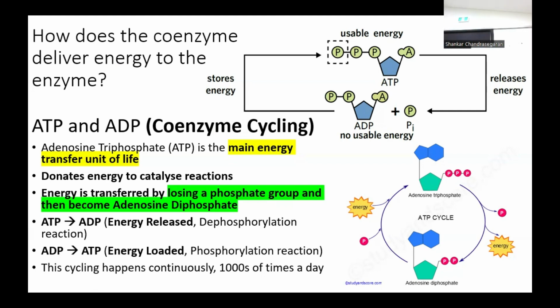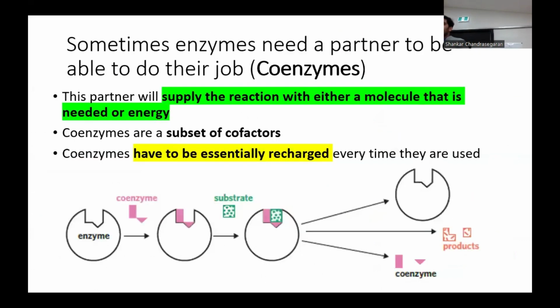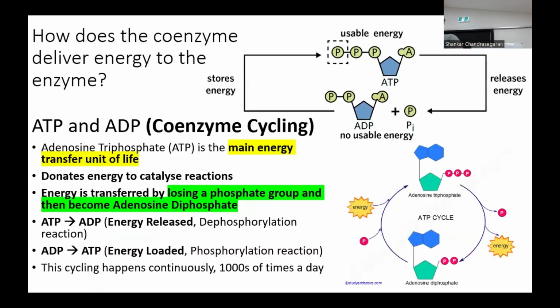Okay, so this happens thousands of times every day, right? This one molecule, ATP, acts as a coenzyme to bind to an enzyme, releases the energy for the substrate to be broken down into product, and then the ADP becomes recharged to become ATP again, and then carries it out all over again. So this process is continuous for thousands of times because it needs to keep supplying energy to the enzyme so that it can undergo the process of catalyzing the reaction.